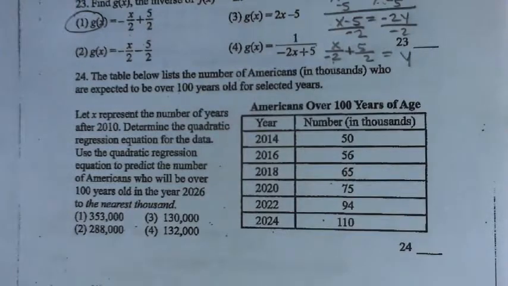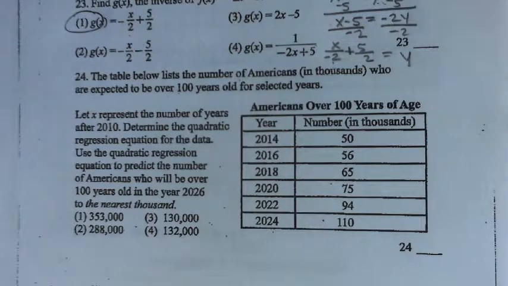We will find out. We are given a table listing the number of Americans in thousands who are expected to be over 100 years old for the selected year. So in 2014, 50,000 people are expected to be over 100. In 2016, 56,000, so on and so forth. Let X represent the number of years after 2010. Determine the quadratic regression equation for the data.